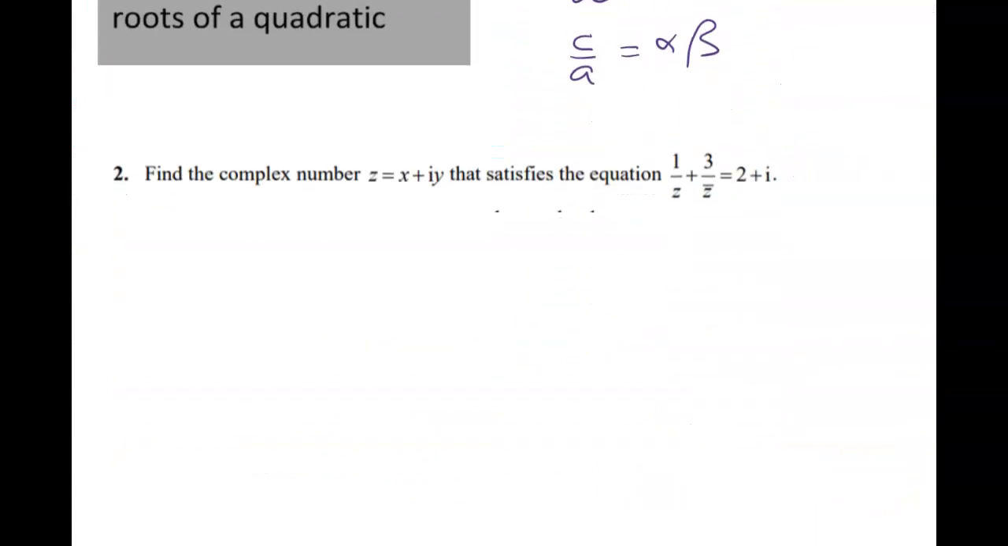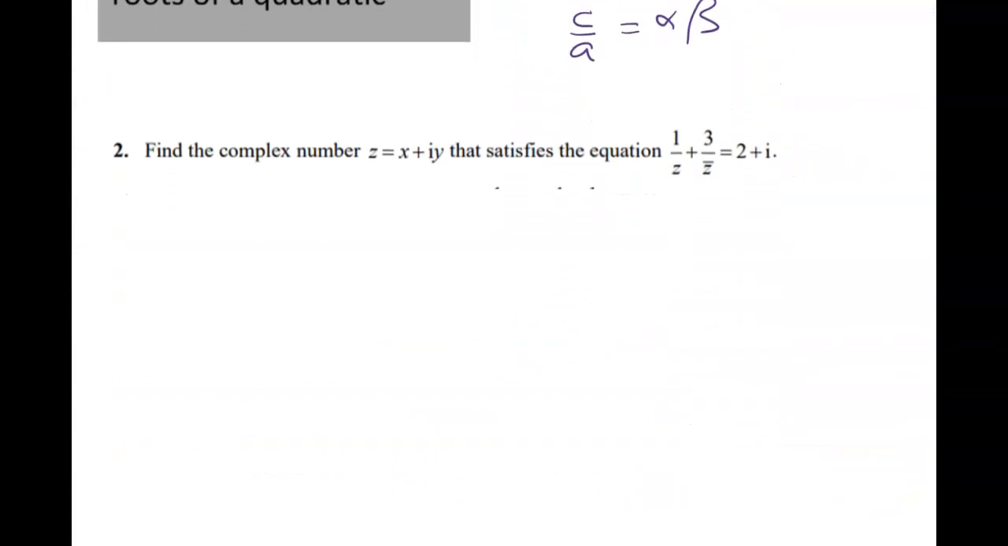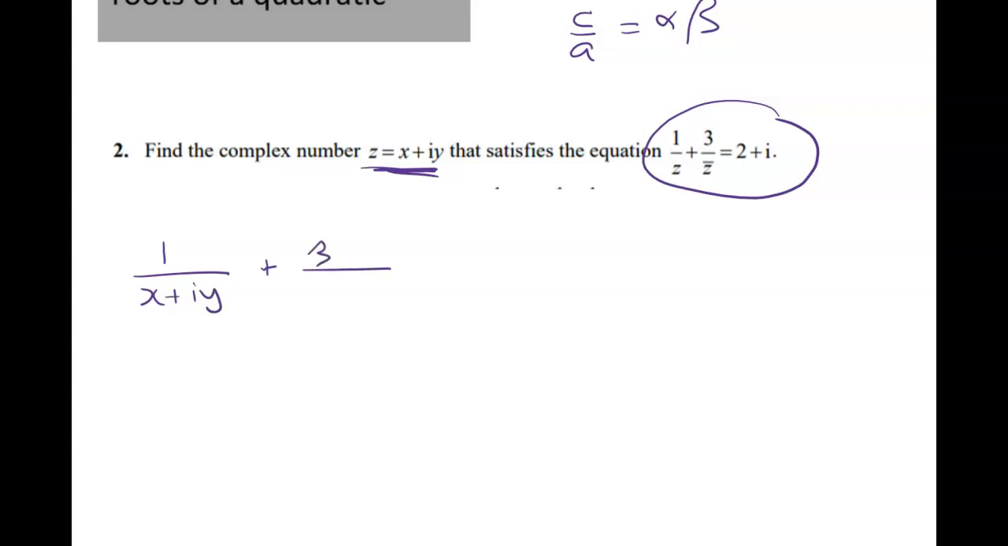Okay, the next question is one where we have to find a complex number that satisfies this thing here. Right, and they've prompted you to substitute in x plus iy. Now that's almost always going to be a good strategy, even if you're not told to do that. So in this case, what do we get? Well, we've got 1 over x plus iy plus 3 over x minus iy is equal to 2 plus i.